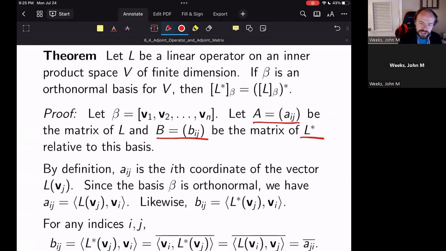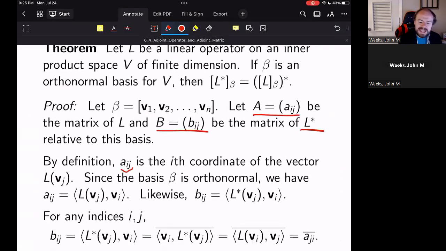Now, by definition, Aij is the ith coordinate of the vector L Vj. Why is this? Because whenever you write these vectors, L V1 is right here, right? And L V2 is right here, so on and so forth. So you're able to write these in this form.